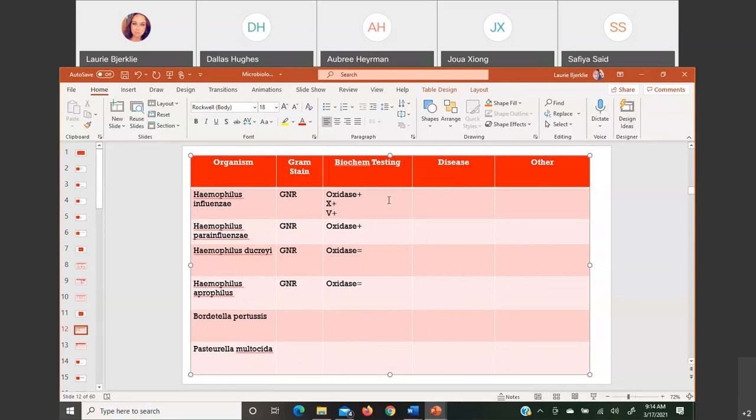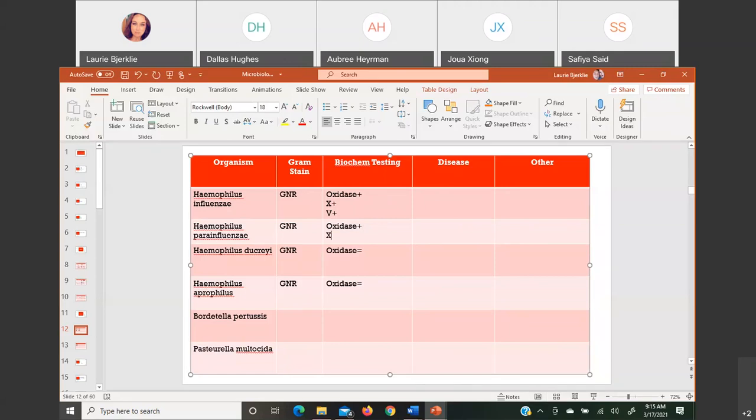You can use discs. There are discs you can put on an agar plate, an X disc and a V disc. You can use a quad plate. I think you maybe saw those at the micro lab here at college. One area won't have anything in it, one will have both, one will have X only, one will have V only, to see where it grew. So there are different ways to test that.